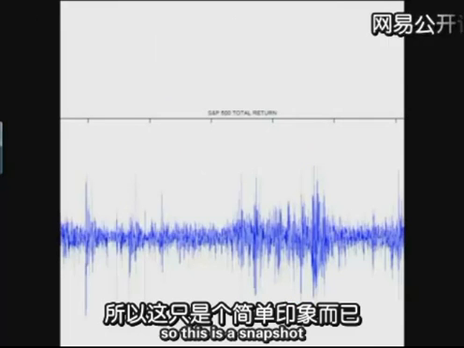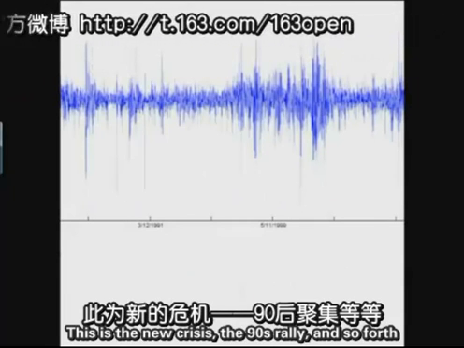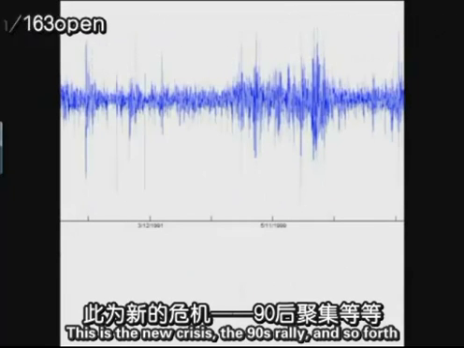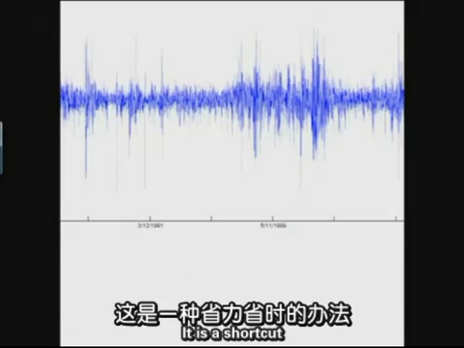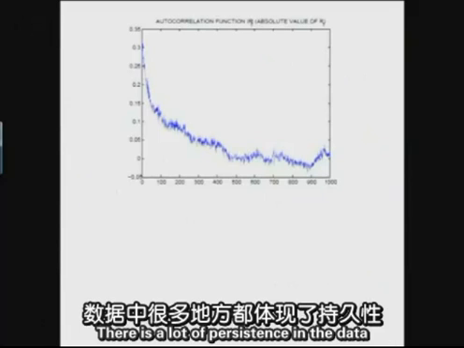So these are the type of snapshot. Okay, so for example, this is the dot-com crisis. This is the new crisis. This is the 90s rally, and so forth. So it's just a shortcut of what it is. If I fit this data, of course, the big issue is persistence. There is a lot of persistence in the data.